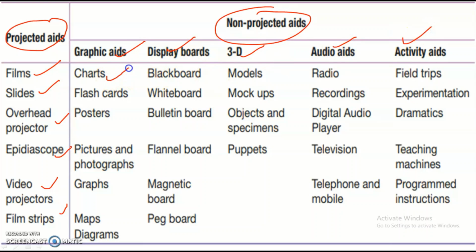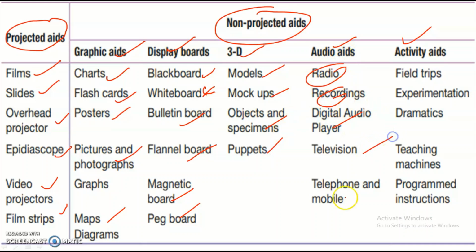So graphics means showing the charts, flashcards, posters, pictures and photographs, maps and diagrams. Display boards means blackboard, whiteboard, sometimes smartboard also, and bulletin board, flannel board, magnetic board, and pegboards. 3D means models, mock-ups, objects and specimens, puppets. Audio means radio, recordings, digital audio player, televisions, telephone, and mobile.